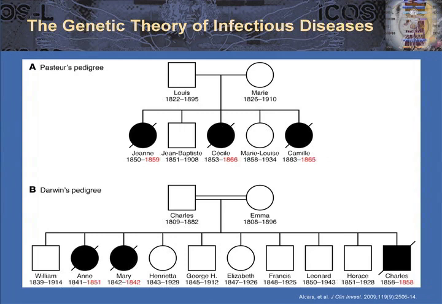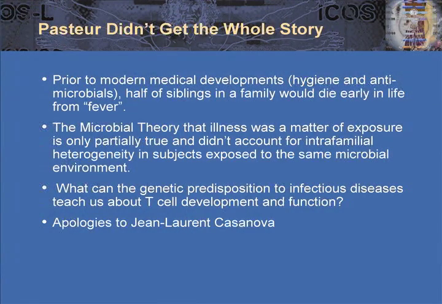If we look at Darwin's pedigree, you see that he also had 3 children who died of febrile illnesses very early in life. So these are 2 family pedigrees where one can assume that all of the children had identical environmental exposures, so you can't say that they weren't exposed to the same pathogenic organisms, yet 3 people in each of these illustrious pedigrees died of what we now know as an infectious complication. So what this tells us right off the bat is that there's a genetic basis to infectious disease, and that the microbial theory wasn't in fact completely correct. So in fact, Pasteur didn't get the whole story.